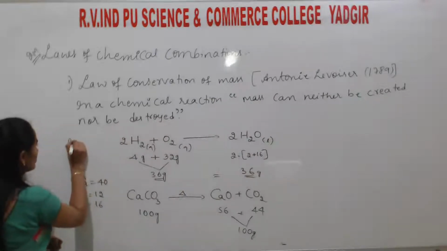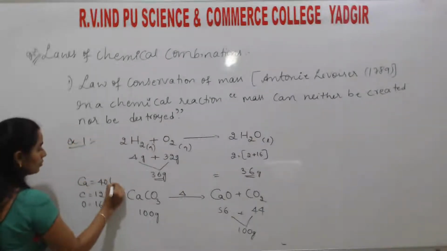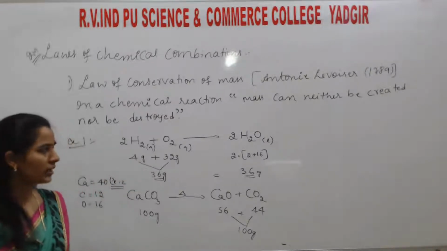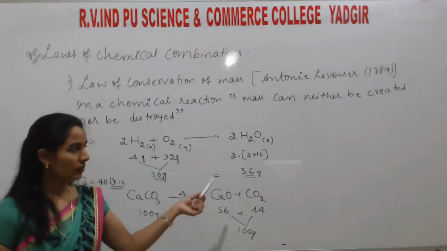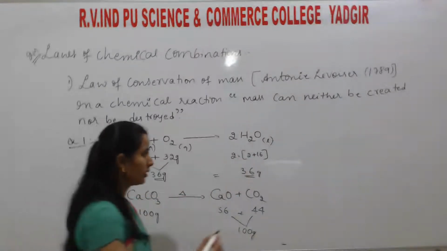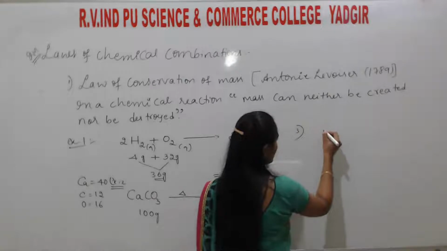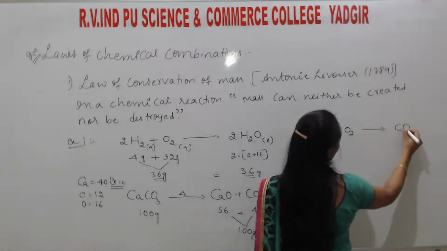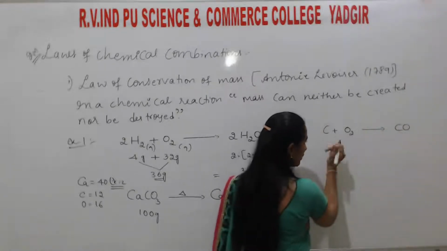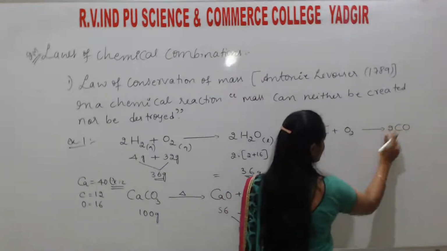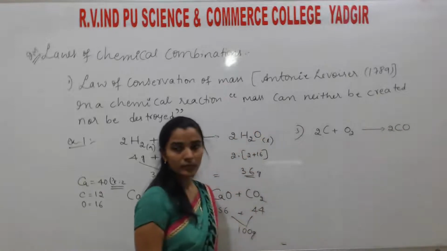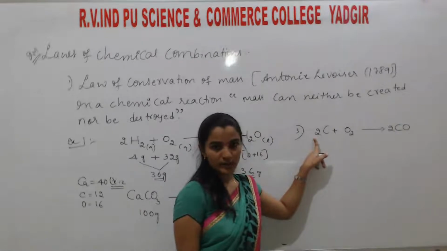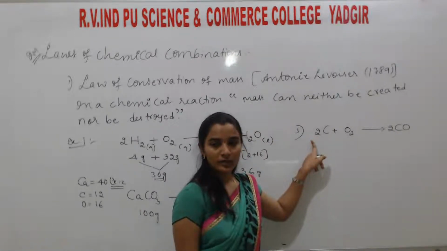This is example 1 you take. Example 2 you take. I am not telling you to give only this example. You may select any. Carbon plus oxygen gives rise to CO. Listen here. Example 3 I will write. C plus O2 gives rise to CO. Here to balance that we require this. Here 2 oxygen is there, we have to write 2 here. 2 carbon is there, that's why we balanced this carbon by multiplying with 2.